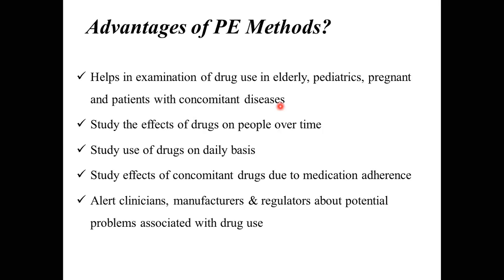So as a result, pharmacoepidemiology is the only method where you can understand the drug use and its effect in different types of population, elderly, pediatrics, pregnant women, as well as patients with concomitant diseases. That is patients suffering from more than one disease. Like for example, patients having two diseases, patients having three diseases, such kind of problems.